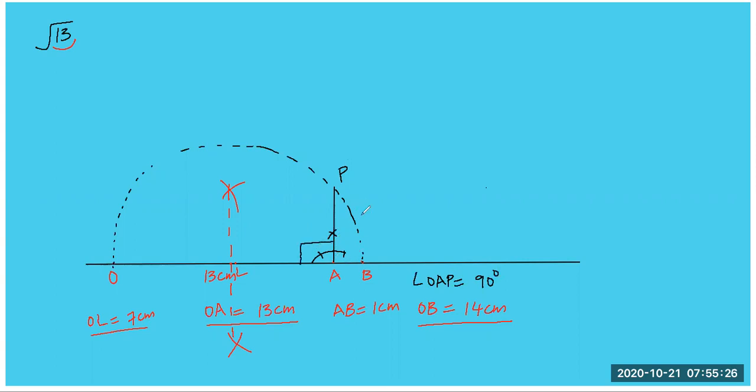So students, AP would be equal to under root 13. Means the length of this perpendicular AP is under root 13. Since they have asked to draw the under root 13 on the number line, again I will draw an arc. So AZ is also equal to under root 13, right?